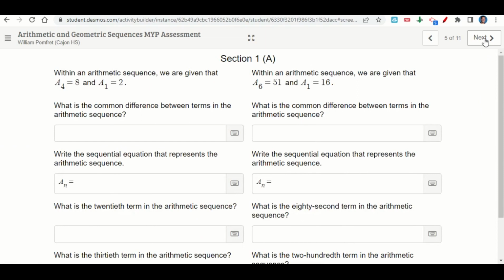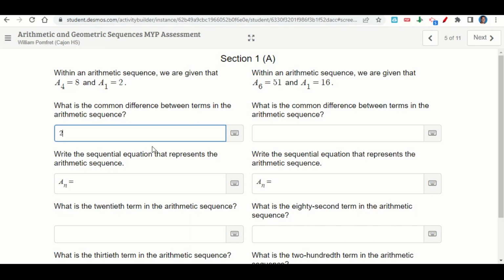Now you're going to be given a sequence, and it asks for the different components. What is the common difference? You'll find that if A1 is 2 and A4 is 8, then what's the common difference that could possibly be there? Then you're going to write the equation that represents it. Then you're going to find 2 different terms. We can see that if we go from 2 to 8, and there are 4 terms, if we take 8 minus 2, we get 6, and there are 3 steps between term 1 and term 4. Therefore, we can divide 6 by 3, and we get 2.